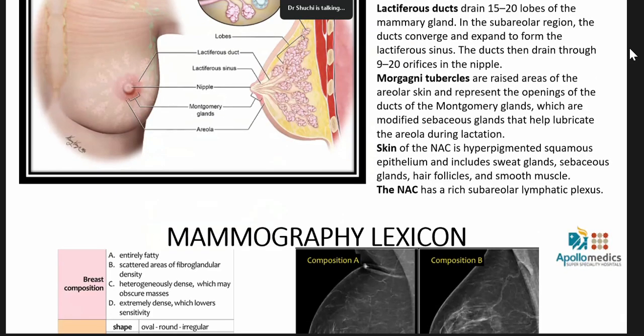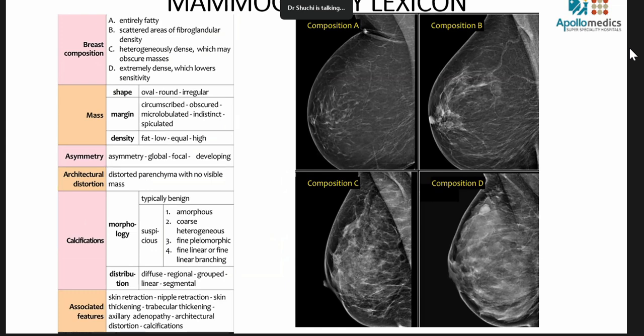Now coming to the mammogram, you should understand how to see the mammograms, how to report them, and what is the lexicon which we are recently following. Any mammogram, when it comes to you, you are supposed to see the composition of the breast. First, whether it is entirely fatty, that will be composition A. Second is with scattered areas of fibroglandular density, that is B. Then heterogeneously dense, which may obscure masses, that is C. And extremely dense, which lowers the sensitivity.